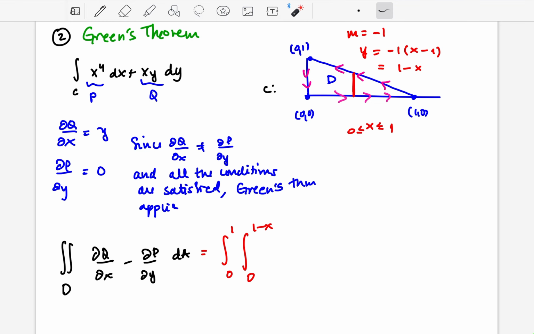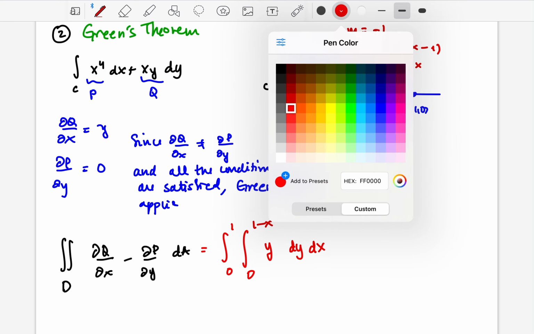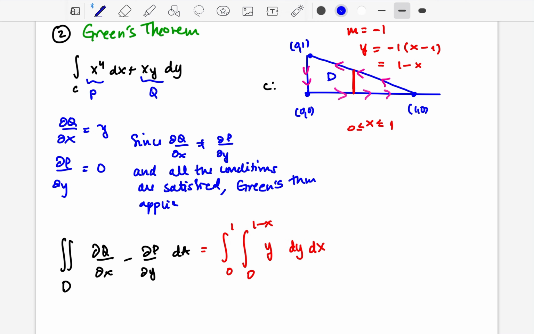And then dq dx, dp dy, well, we have it here. dq dx is y, and then dp dy is just 0. And then I have dA, which is just dy dx. That's it. And this has to be equal to 1 over 6, because math never lies. But I feel it's much easier.